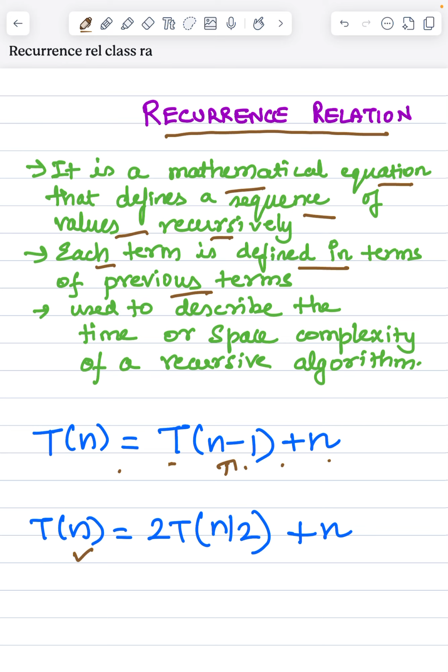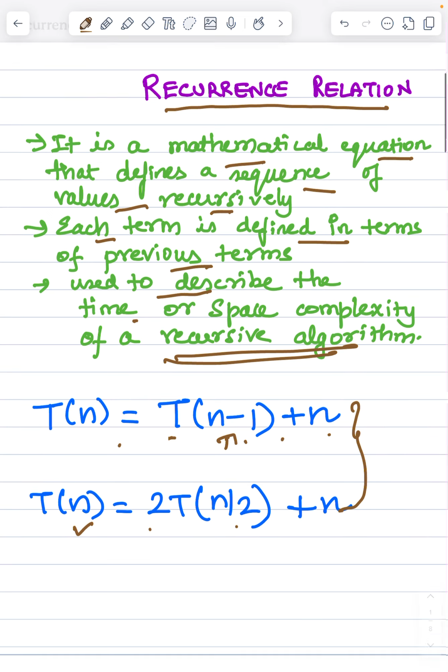Similarly, here t of n equals 2t of n by 2 plus n. Here also t of n has been defined in terms of its previous term, n by 2. A recurrence relation is used to describe the time or space complexity of a recursive algorithm. Whenever you have a recursive algorithm, it can be described with the help of a recurrence relation or a recurrence equation. So we call these two recurrence relations or recurrence equations.